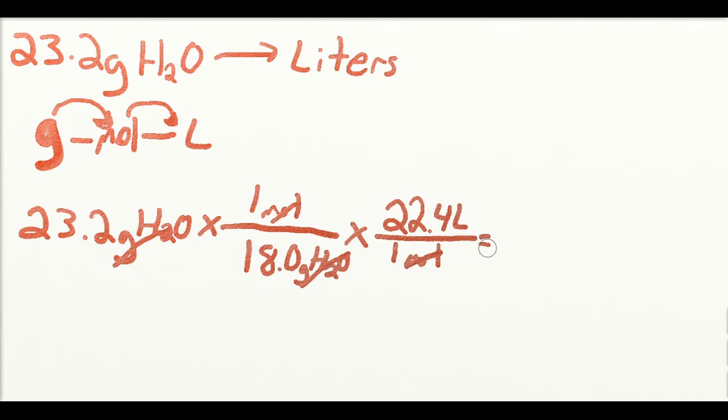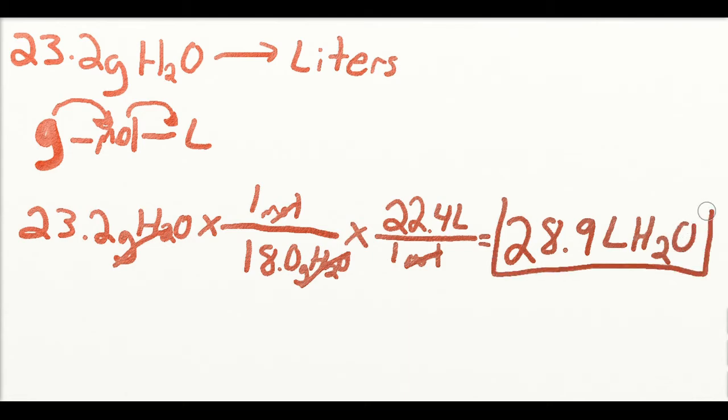Let us calculate this real quick. It's going to be 23.2 times 1 divided by 18 times 22.4 divided by 1, which should give us an answer of 28.9 liters of H2O. And this would be your answer for this question. Again, it is the same thing you have been doing with a one-step process, but this time you're going to be doing one step and then another step. Okay? Let us do another.